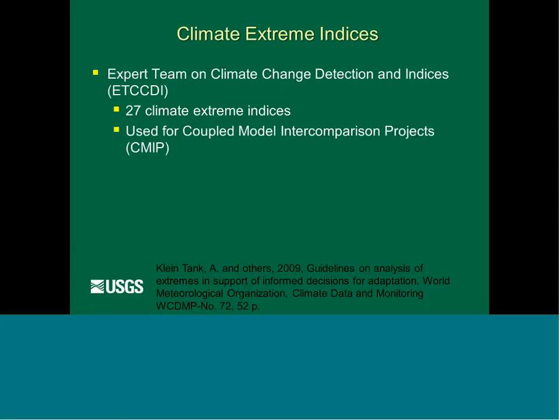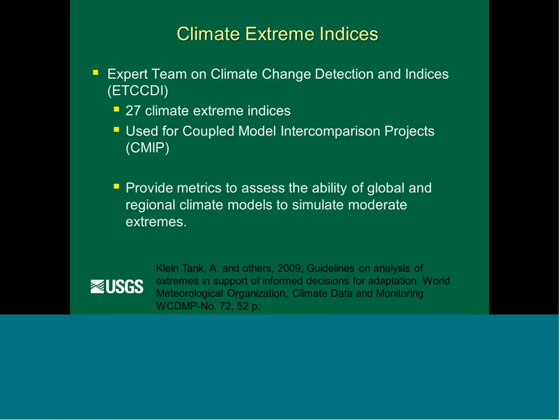So the climate extreme indices were created by an expert team on climate change detection and indices, and they've created 27 climate extreme indices. These have been used in coupled model intercomparison projects like CMIP-5 and CMIP-3. CCSM-3 is actually part of the CMIP-5 comparison project, CMIP-3 comparison project. And these indices are just used to provide metrics to assess the ability of global and regional climate models to simulate moderate extremes. Think typically of 1 year or less recurrence intervals.